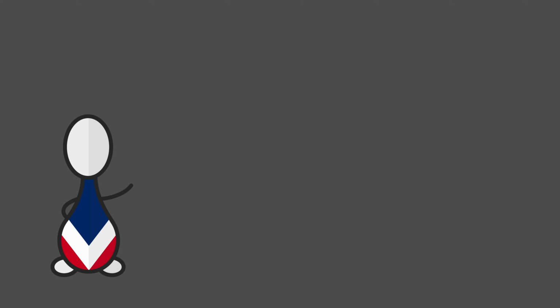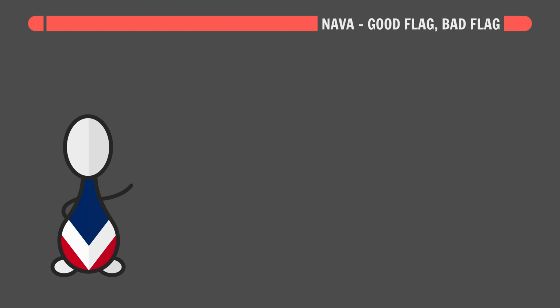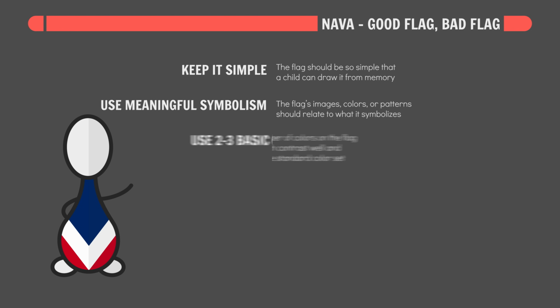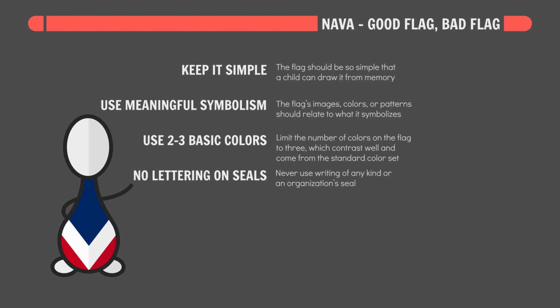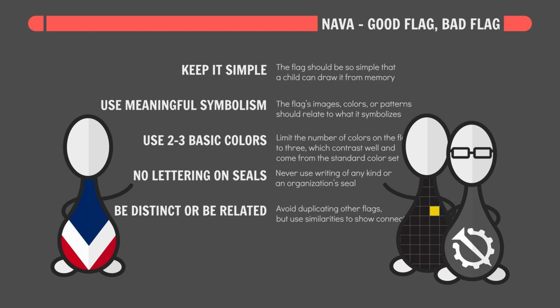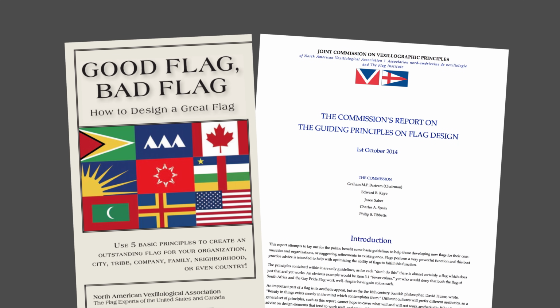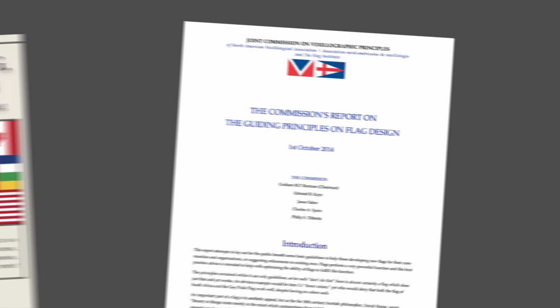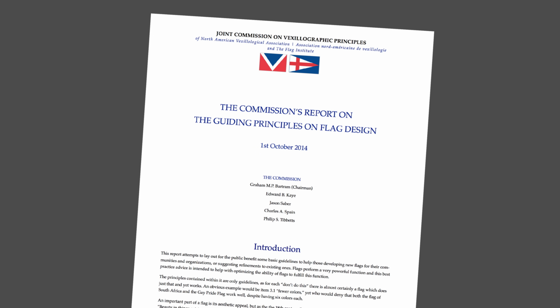Now in 2006, NAVA, the North American Vexillological Association, published Good Flag, Bad Flag, setting out their 5 basic principles of flag design. Namely, keep it simple, use meaningful symbolism, use 2 to 3 basic colours, no lettering or seals, and be distinctive or be related. These guidelines, despite being endorsed by flag nerds the world over, are, well, basic. And it's a shame that we rarely talk about NAVA's other, much more detailed and comprehensive report on flag design. So let's all take a second to talk about that report and a more nuanced approach to flag building.